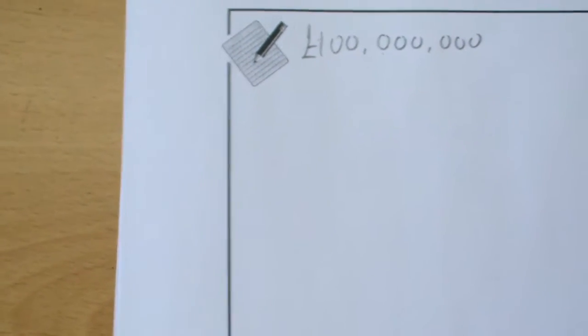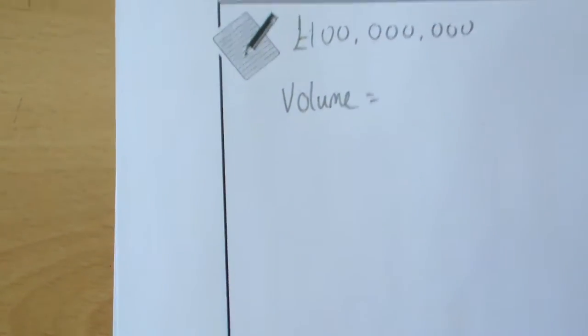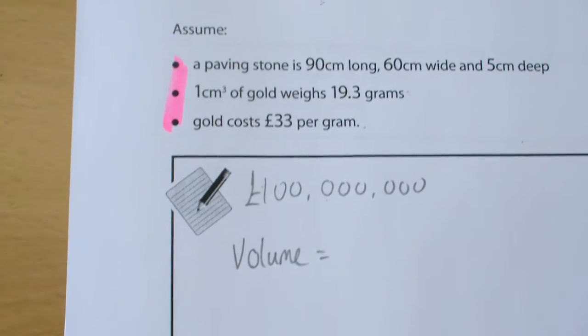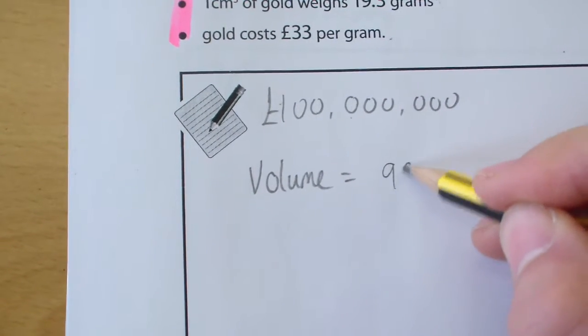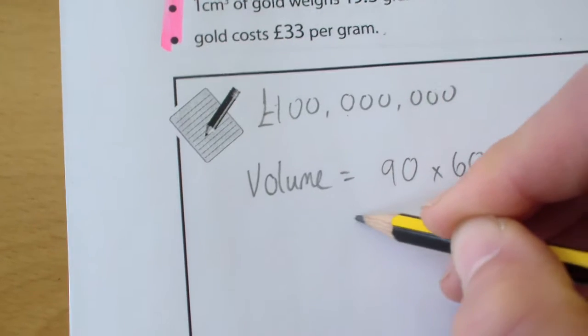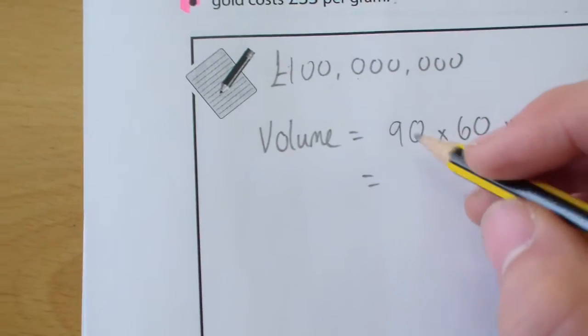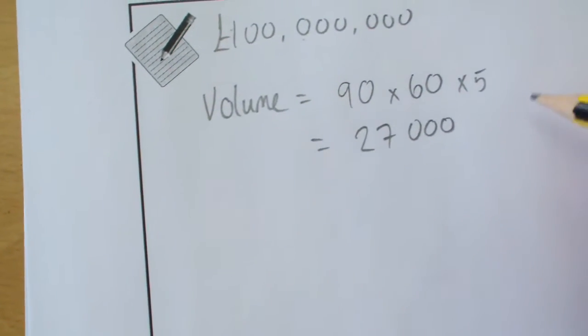Next thing to find is the volume. So to find the volume of one of your paving stones, you're going to multiply the length by the width by the height or the depth. So we're going to have 90 multiplied by 60 multiplied by 5, and I've already done this on my calculator, which gives you an answer of 27,000 centimetres cubed.